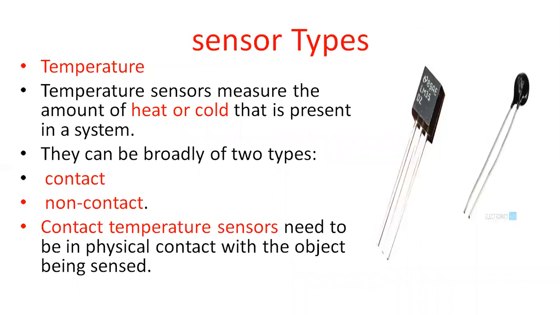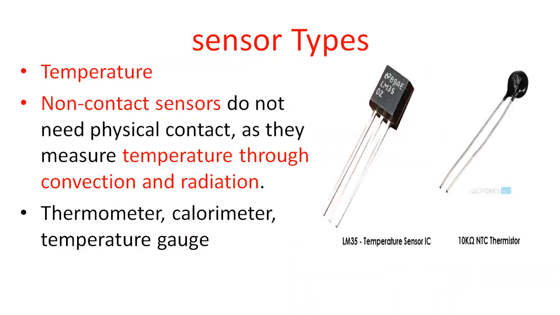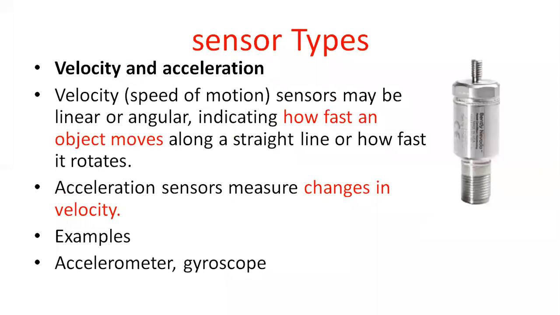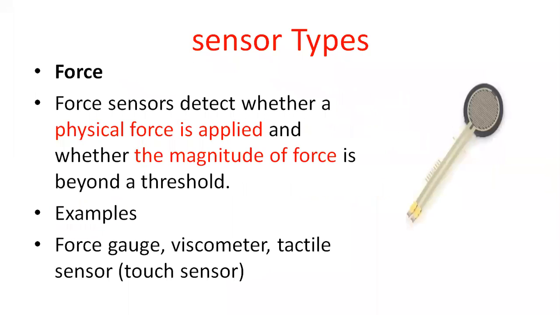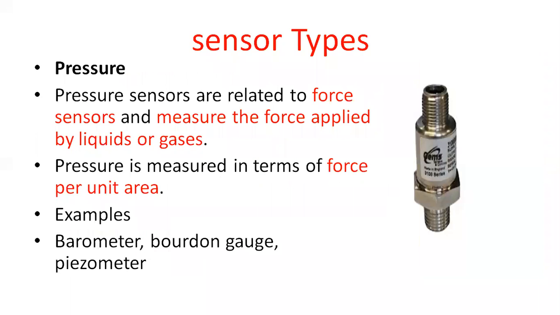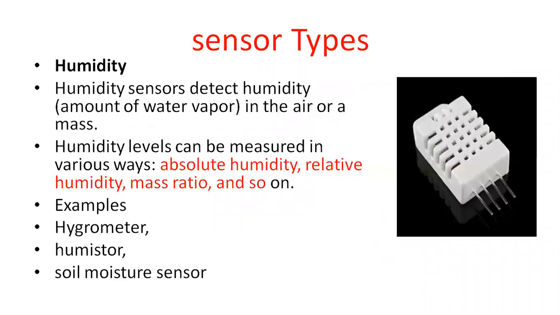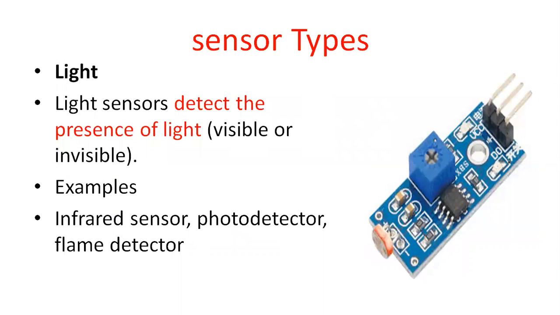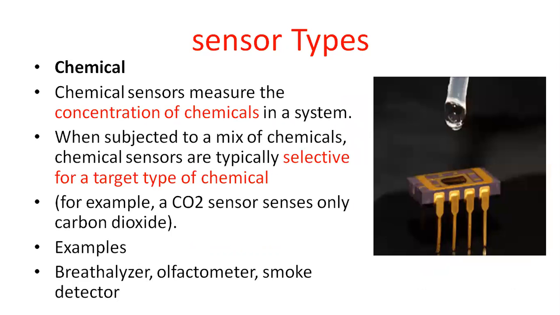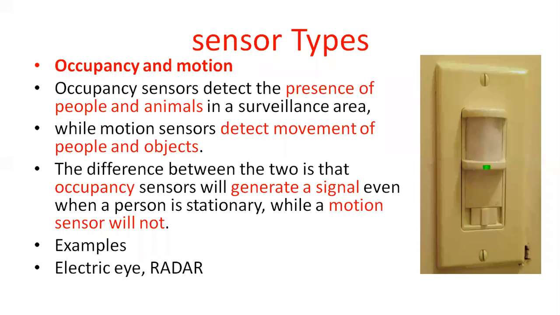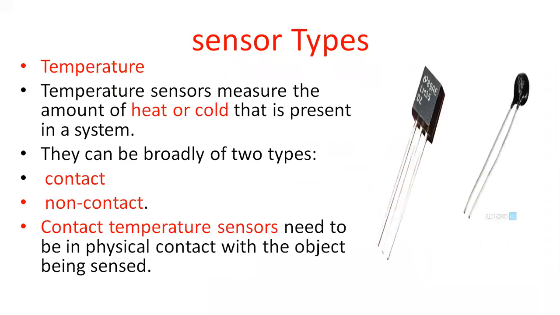Temperature sensor, not limited to the temperature sensor, positional sensor, occupancy motion sensor, velocity acceleration sensor, force sensor, pressure sensor, flow sensor like water flow sensor, different flow sensors, acoustic sensor, humidity sensor, light sensor, radiation sensor, chemical sensor, and so on. These are all different types of sensors available. Some of the sensors may be passive sensors, some may be active sensors.